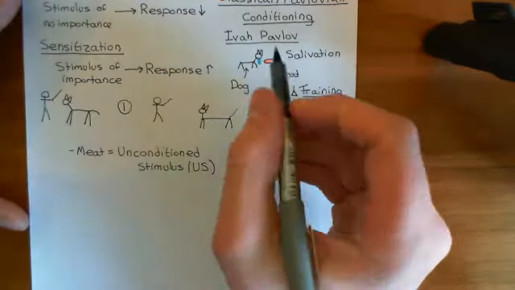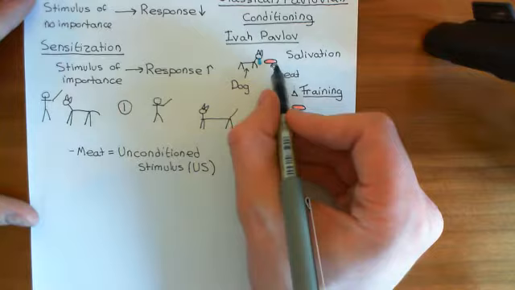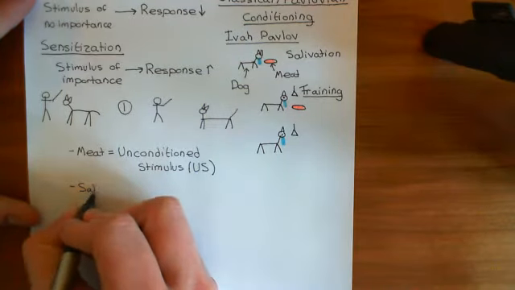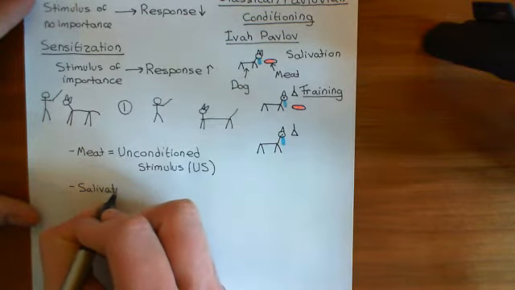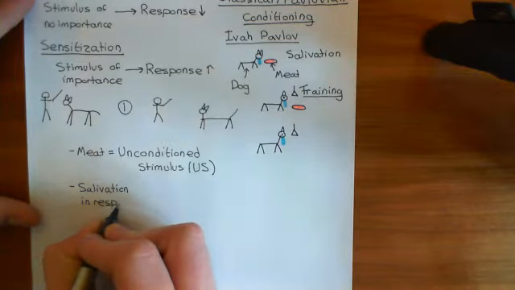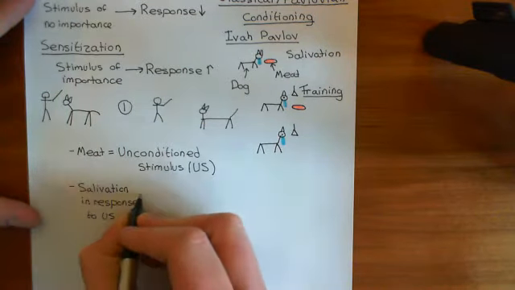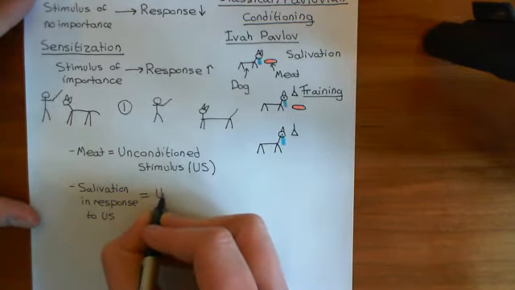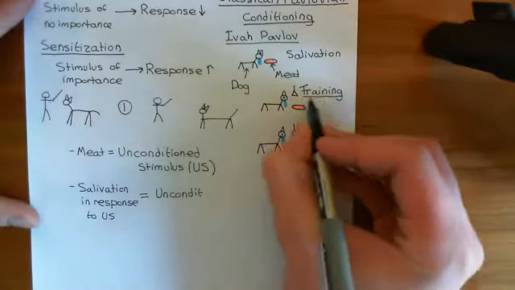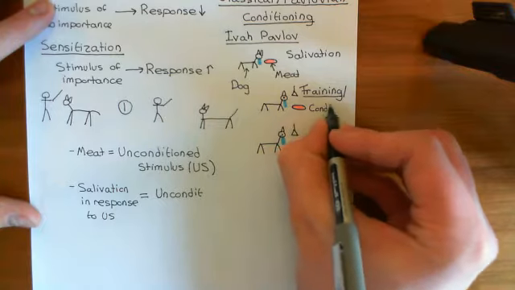Now the dog initiates a response when presented with the unconditioned stimulus, which is the meat. That response, the salivation in response to the unconditioned stimulus, is called the unconditioned response. Conditioning refers to the training. Another word for training is conditioning.